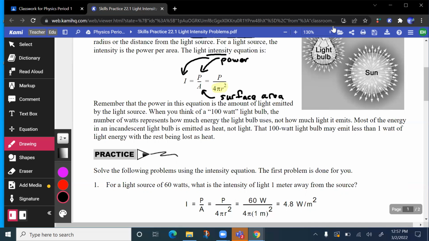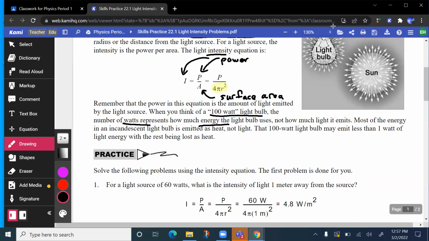So when you think of a 100-watt light bulb, the number of watts represents the energy for each second, or the power, not how much light it emits. Most of the energy in an incandescent light bulb is emitted as heat, not light. That's why they're very hot, but not as bright. A 100-watt light bulb will emit less than 1 watt of energy, with the rest being lost to heat.